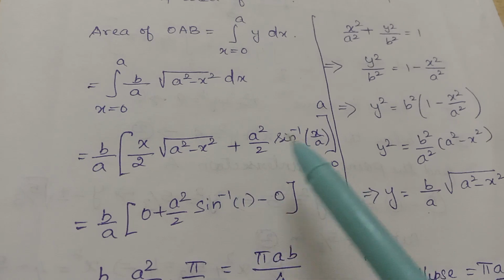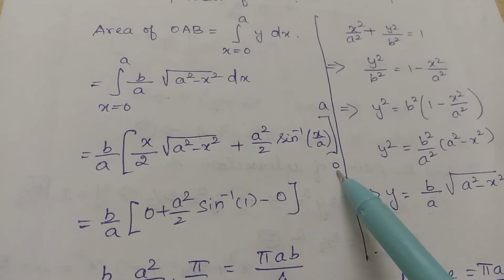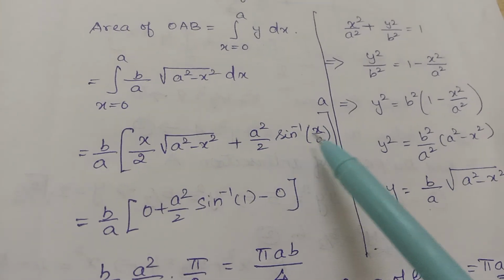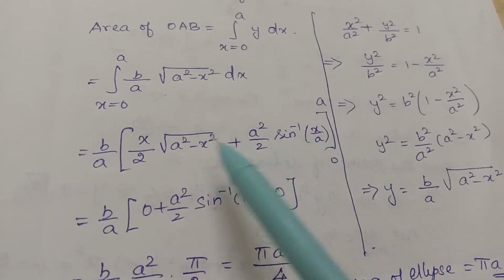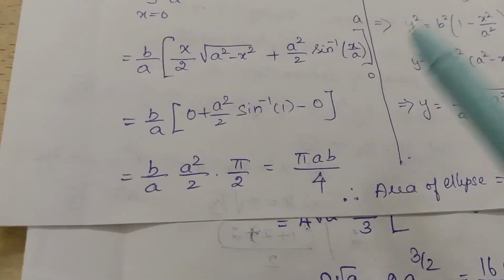Second term: a square by 2 into sine inverse of a by a, so sine inverse of 1. Okay, what about the lower limit? Here 0 into anything will be 0, and similarly sine inverse of 0. Sine inverse of 0 is what? 0 only, no? So at the lower limit, the entire term will become 0. So simply you are getting a square by 2 sine inverse of 1.